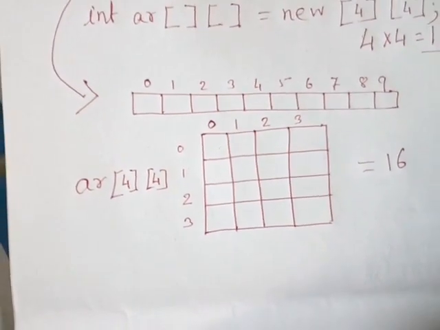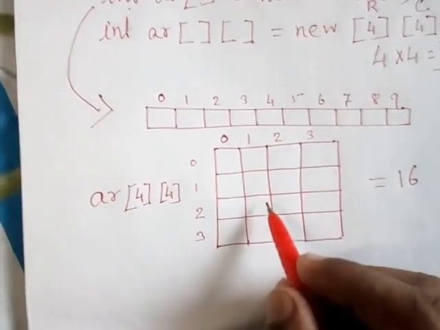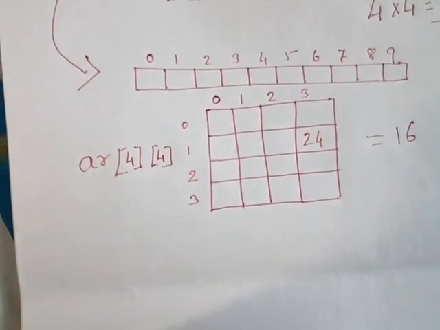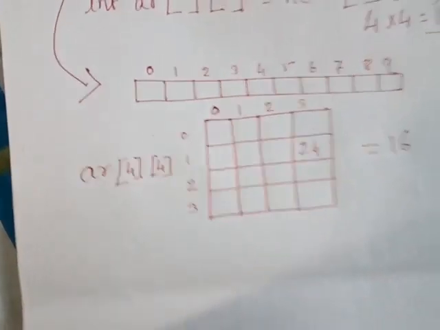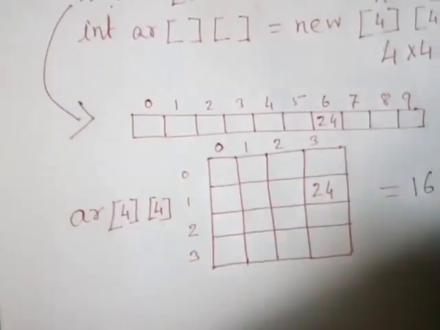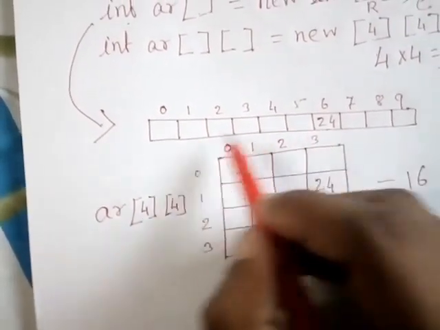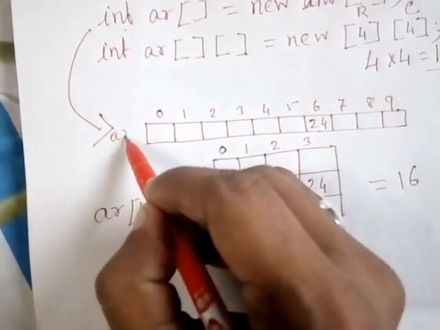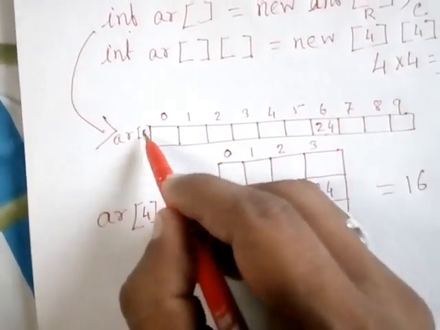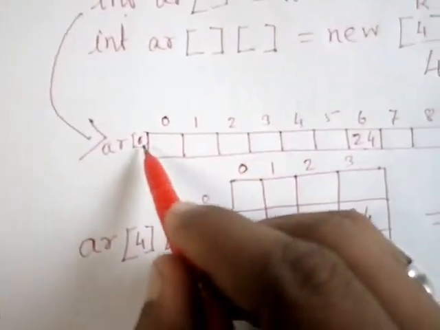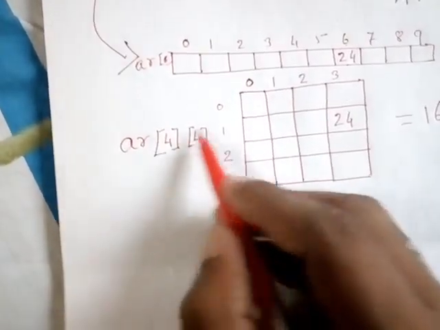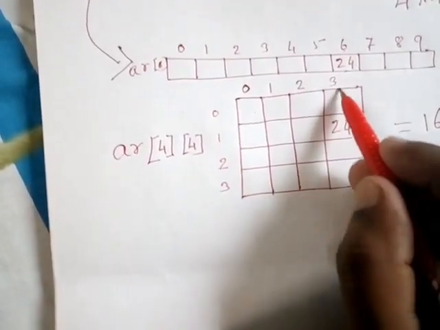Now suppose students, I am putting one value here, for example 24. Now if I ask you students, what will be the address of 24? In a one dimensional array, I have written 24. The name of the array is AR, so we have to write AR[6]. AR[6] means 24. And here AR[4][4] is the total size, and 24 I have stored in this position.